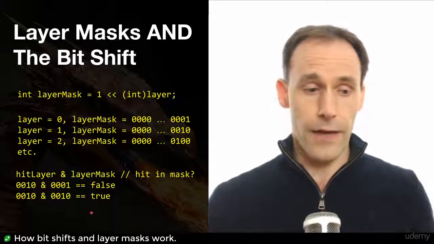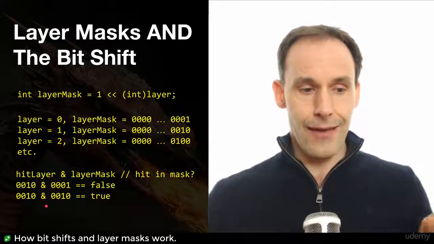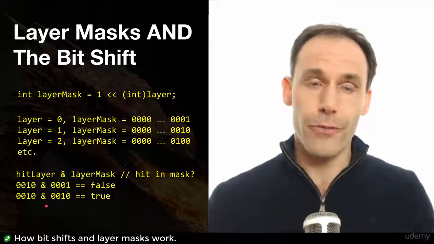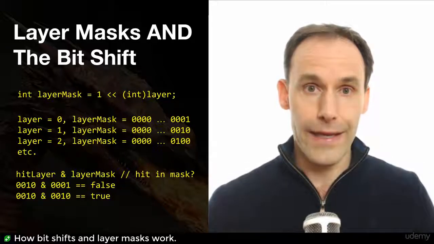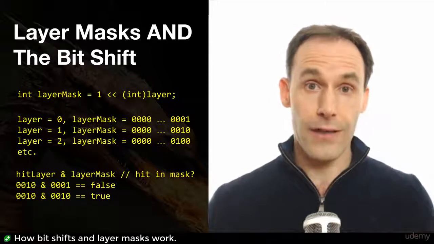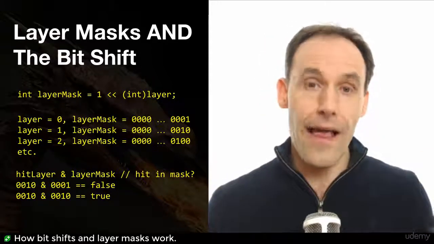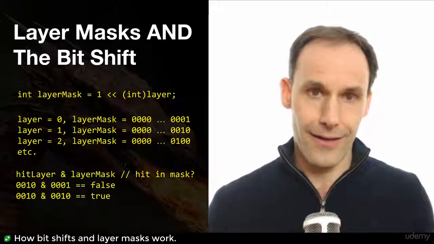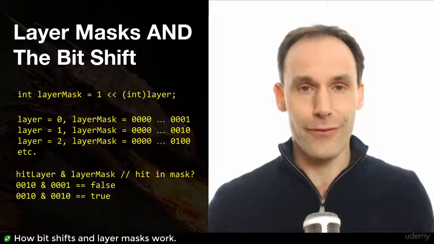But on the next line, if we have a layer 1 hit layer with a layer 1 layer mask, then the ones sit on top of each other. You get a true back, and this means, yep, we have a hit in this case on a layer that we care about. So it's a very quick way of the machine down on a silicon level of saying, yes, I did, or no, I didn't, get a hit on a layer that I care about. That's the question it's trying to answer. Did I get a hit on a layer that I care about based on the mask?